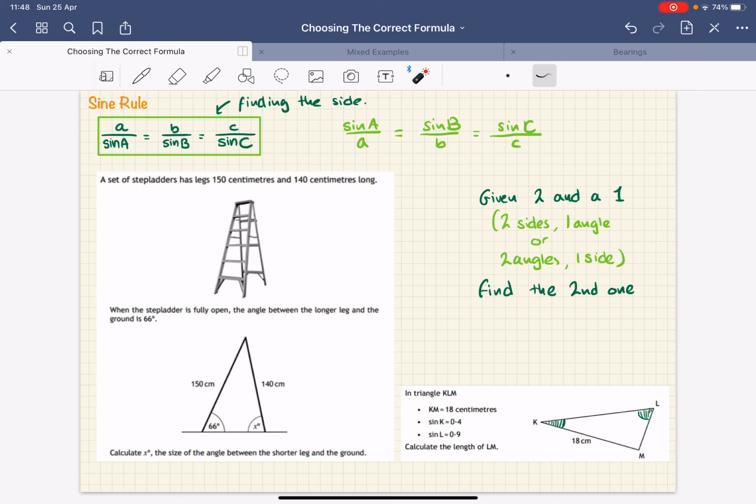I hope that's helped clear up how to identify which formula you need to use. This is probably one of the hardest parts about it, but once you get in the habit of looking for those key things, the word area for area of a triangle, three sides, either finding it or you have all three for cosine, and then sine rule, looking for that 2 and a 1 and being asked to find the second one of the part where you only have one.